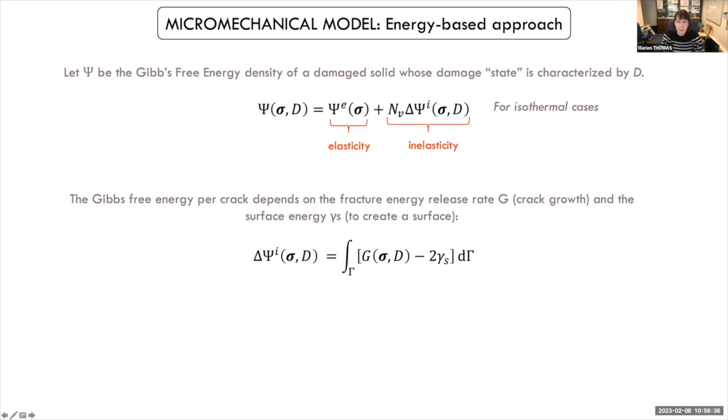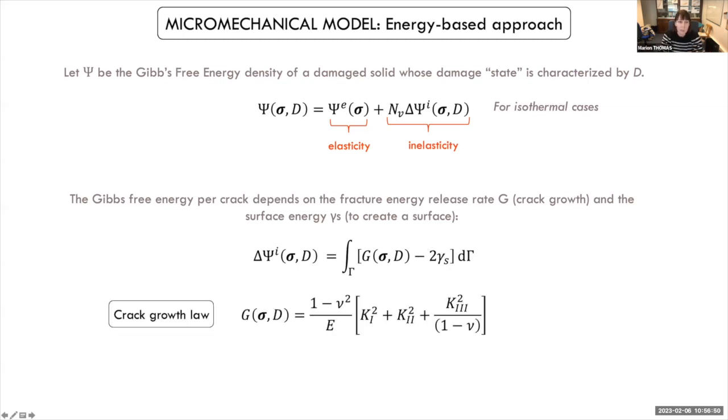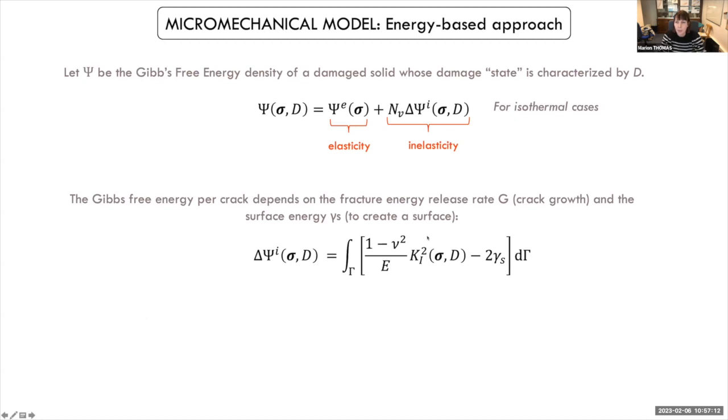and the free energy corresponding to the contribution of the microcracks. This free energy per crack depends, of course, on the fracture energy release rate, which is the crack growth, and the surface energy to create a surface. And this energy release rate depends on the stress intensity factor. Okay, and here we simply have the Poisson ratio and the Young modulus. For our model, we are ignoring mode 2 and mode 3 because we are considering wing cracks, so it becomes very quickly purely tensile. So here is how we are computing the contribution of inelasticity for our Gibbs free energy.